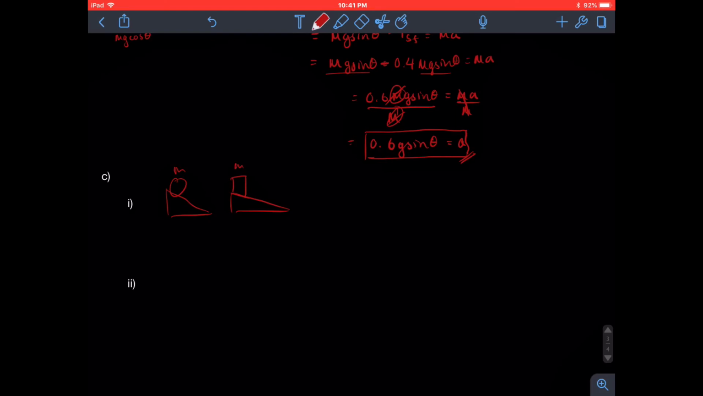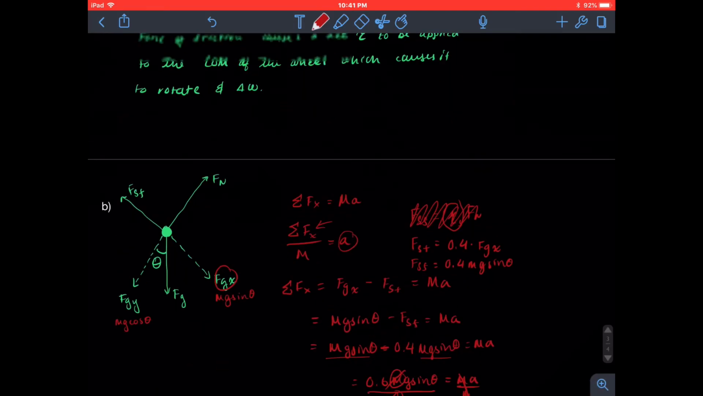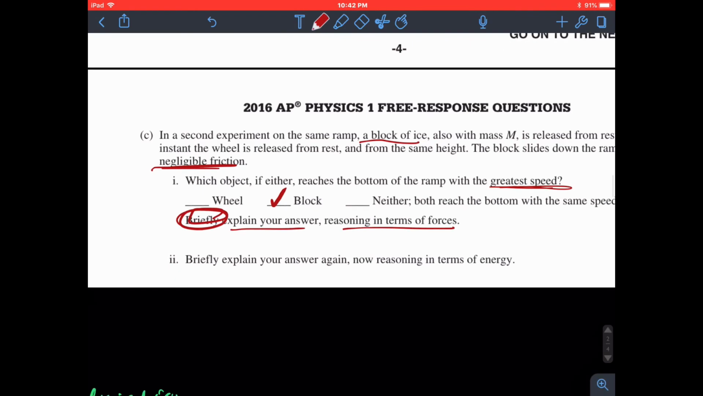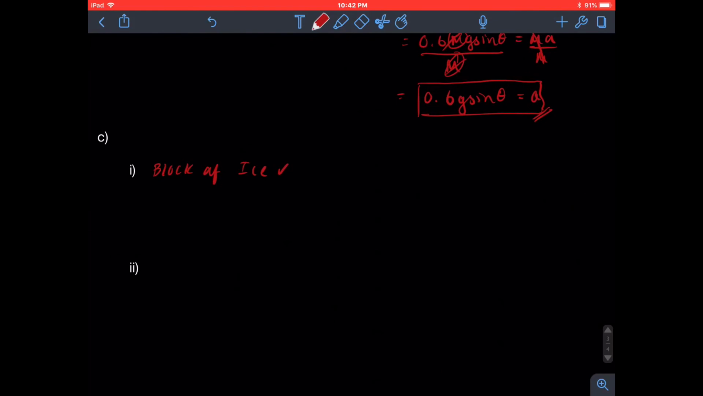All right. So we know that the wheel has a force of static friction, as mentioned in the question, and also as mentioned in the question, the block of ice has no friction. So if the block of ice has no retarding or counteractive force, it should reach the bottom with the greatest speed. So I would say that the block of ice would reach the bottom with the greatest speed, and I would check this space right here. Now it says briefly explain your answer in terms of forces. And like I mentioned earlier, I kind of reasoned this out.